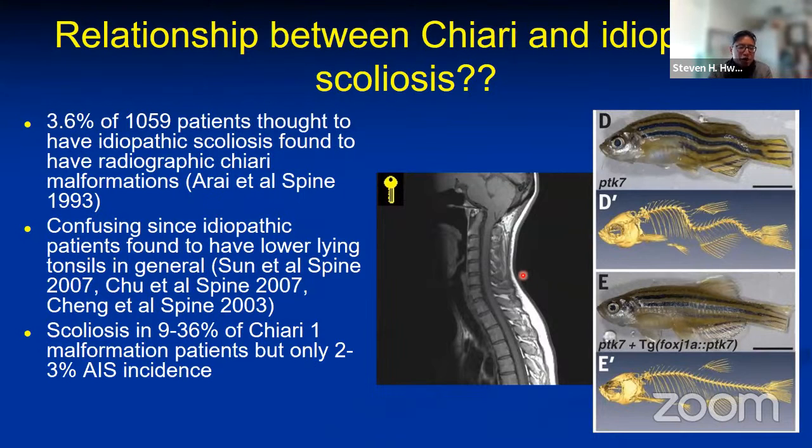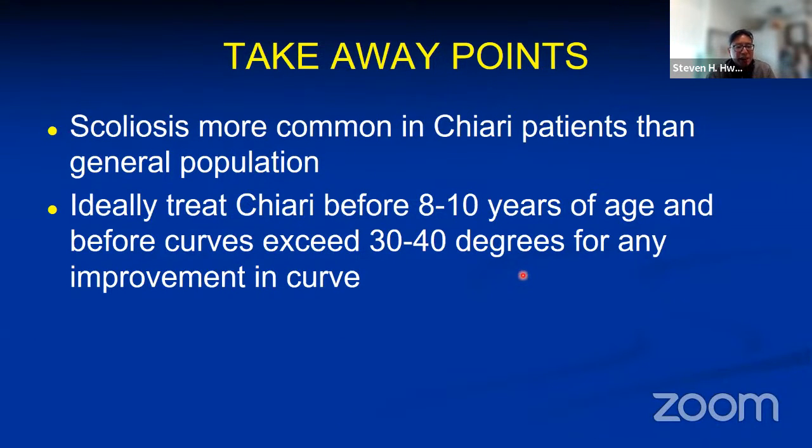Could this all be on the same spectrum, where on one end you have very mild symptoms leading to AIS, so the expression of it's not quite as powerful, and in Chiari 1 patients maybe there's greater ciliary dysmotility, and we're seeing more syrinxes and more severe expression of it? So it's still a lot we don't know, and obviously this is being studied, but overall, scoliosis is more common in Chiari patients.